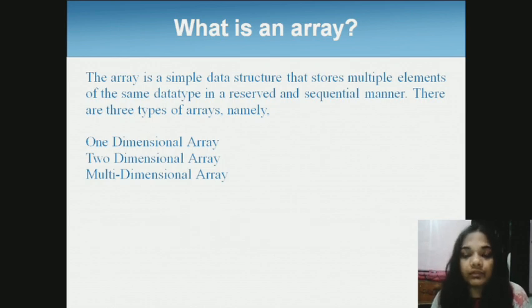Okay, now one of the general questions can be, what is an array? We can say that an array is a simple data structure that stores multiple elements of the same data type in a reserved and sequential manner. There are three types of arrays, namely one-dimensional, two-dimensional, that is 1D and 2D arrays, or multi-dimensional arrays. So whenever I want to store multiple values or a sequence of values of the same data type, I can use an array.